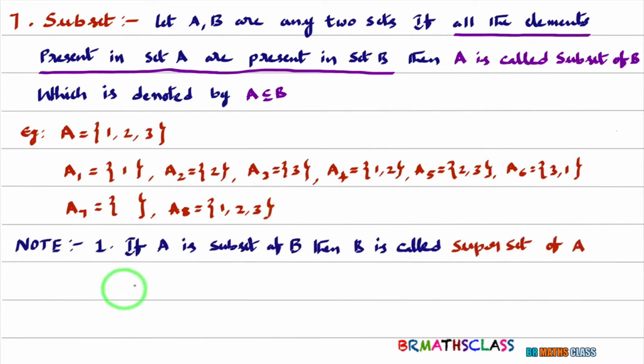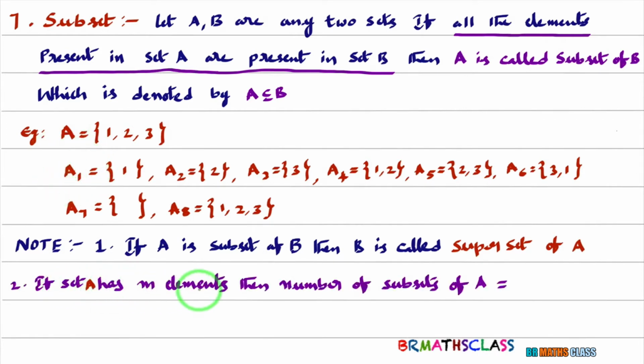First point, you see, whenever A is subset of B, then B is called superset of A. You observe this A1 is subset of A? Yes, the set A1 is subset of A. Here we say that A is superset of the set A1. I hope you understand.